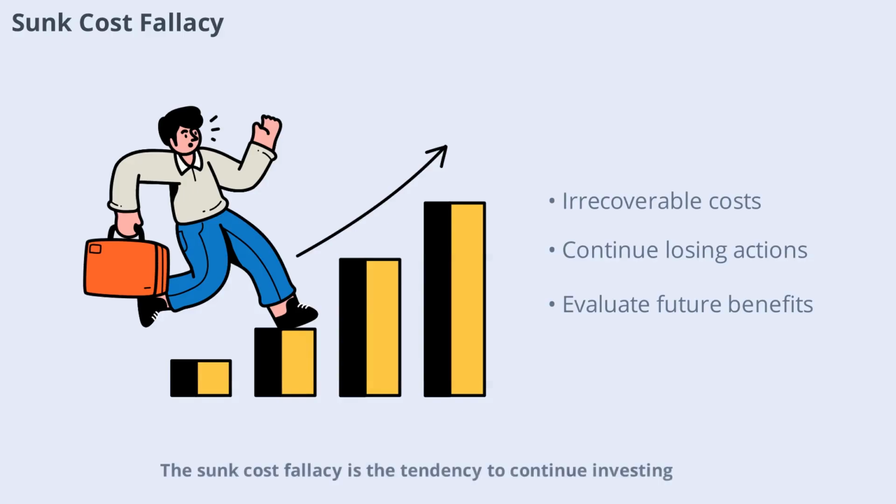Sunk cost fallacy is the tendency to continue investing in a losing course of action because of resources already spent, even though those costs are irrecoverable. Rational decision-making requires evaluating only future costs and benefits. Examples include finishing a bad movie or continuing a failing project. Recognizing sunk costs helps us make better decisions and avoid waste.